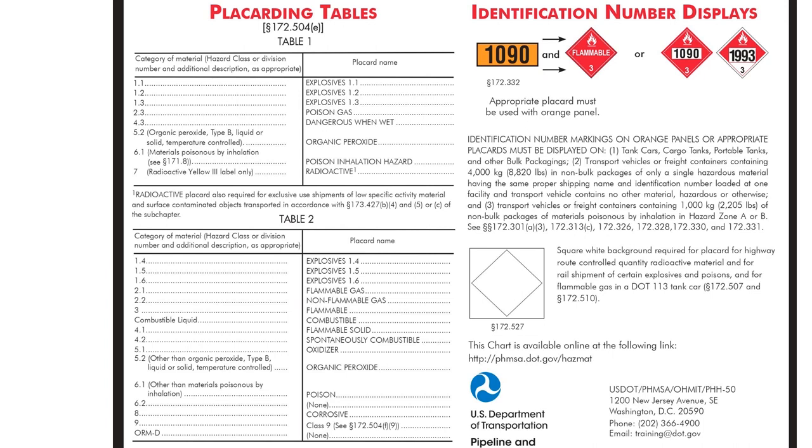Table 2 is everything else. So 1.4, 1.5, 1.6 explosives, 2.1, 2.2, 3 combustible liquid, 4.1, 4.2, 5.1. All 5.2s other than that type B that's temperature controlled. 6.1, that's not inhalation. 6.2, which is medical waste. Class 8, class 9. Okay, all these are table 2.